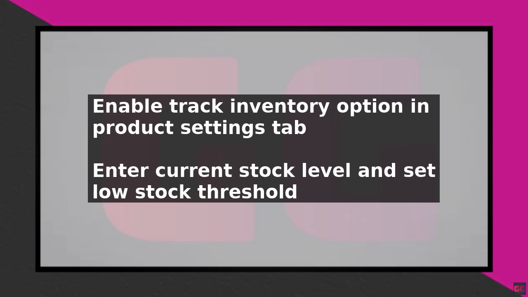To set quantity limits for each product variant, click on the Variants tab and select the variant you want to edit. Enter the quantity for each variant in the Stock Level field.